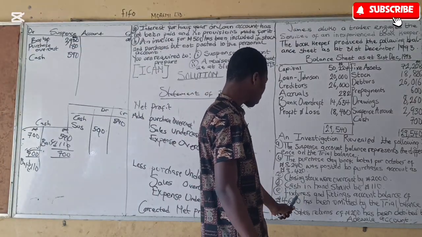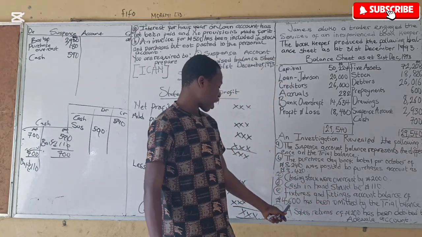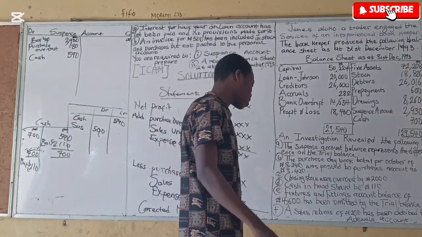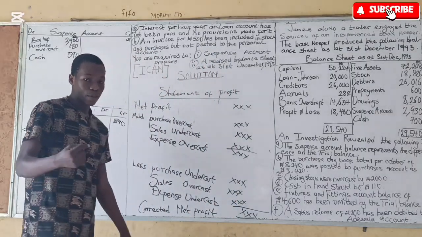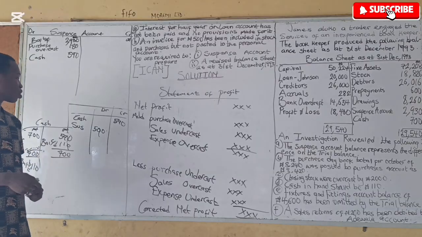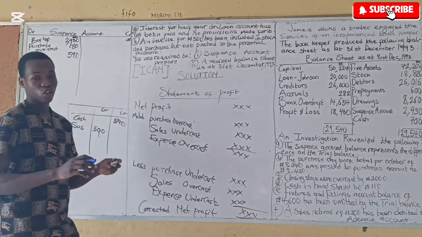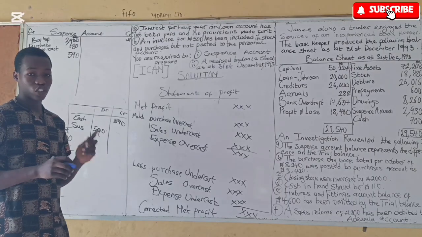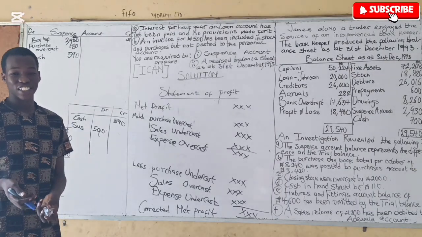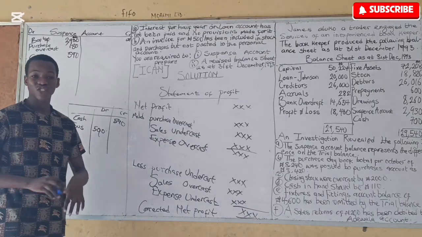So we have fixtures and fittings account balance of 4,600 has been omitted by the trial balance. So that is a trial balance error. It falls under errors that affect the trial balance. Now, what happened here is that it was omitted. You get it now, the account of fixtures and fittings. And we know that fixtures and fittings are fixed assets, right? Assets have what? Debit balance. Since it was omitted, they did not record it.